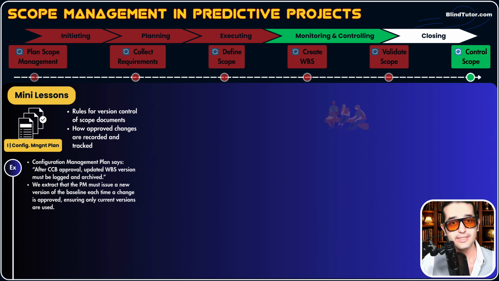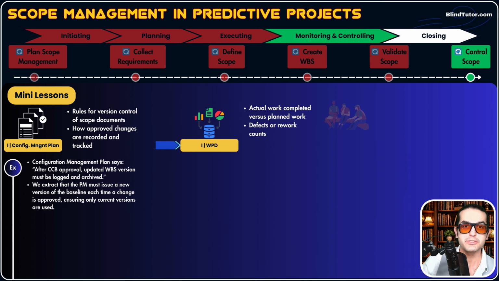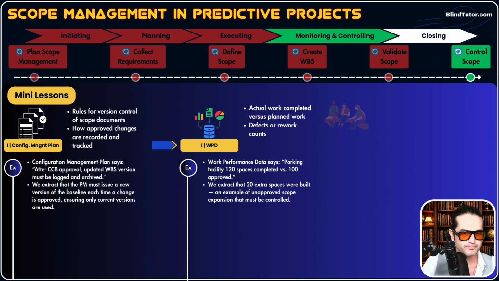The next input is WPD or work performance data. What did we say, guys? In control scope, we compare what's going on actually right now in the project with what was planned, okay? So what's going on, these are data, okay? We call them WPD. That's why WPD is an input to the control scope process. And feel free to read that example.